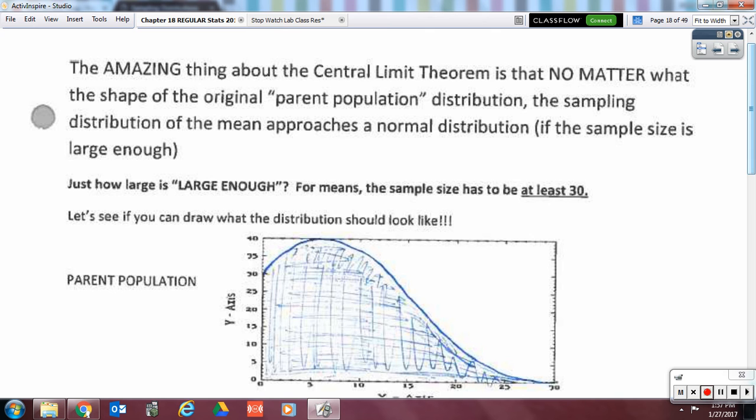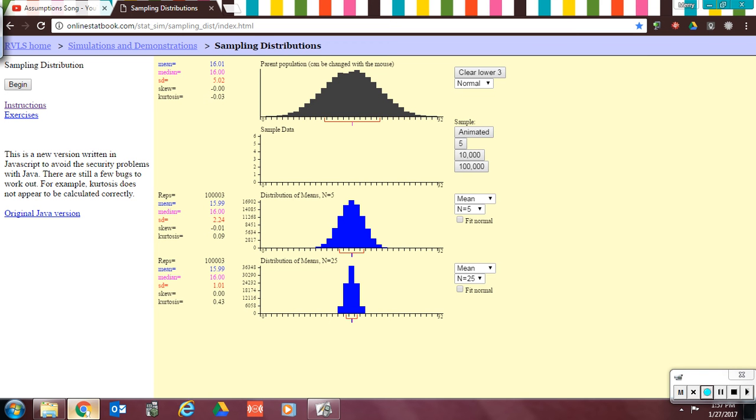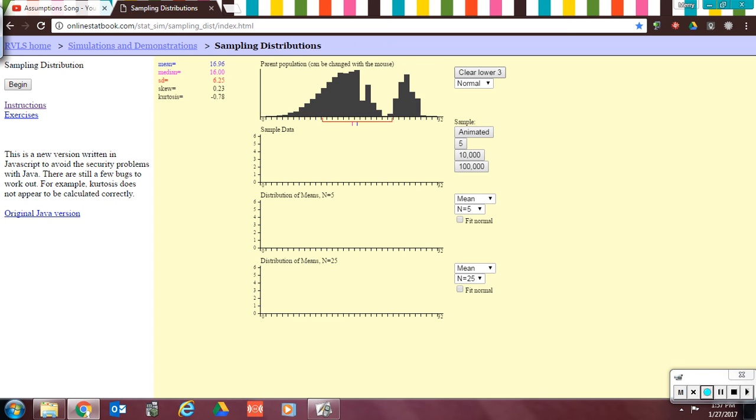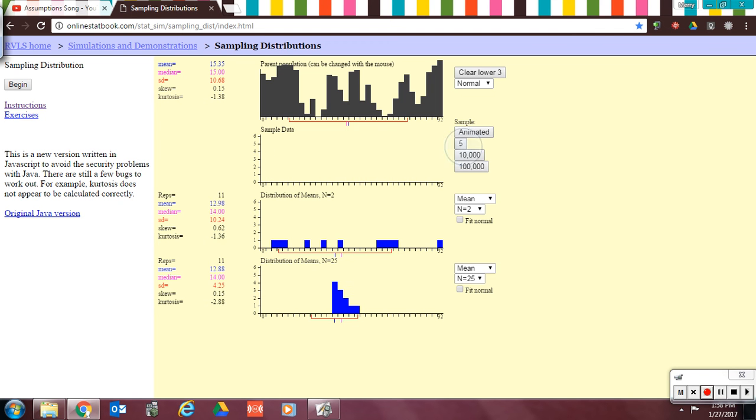Oh, I forgot to show you something super cool. Watch this. I'm going to make this thing totally messed up. Okay, look at that parent population. Isn't that just totally messed up? Now, watch here. I'm going to do some small samples, and then I'm going to do a big sample. Let me animate it. There's 2 items averaged. Here's 25 items averaged. You got the idea? That's going to drop down to the bottom. I'm going to do that 5 times, 5 more times. Look at what's happening.